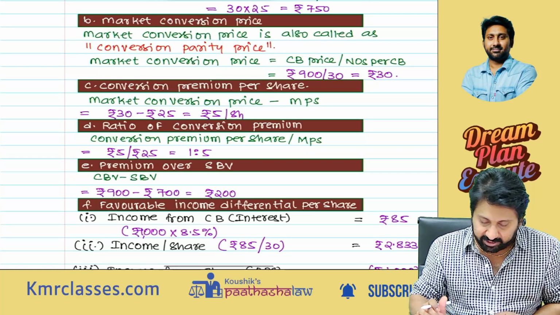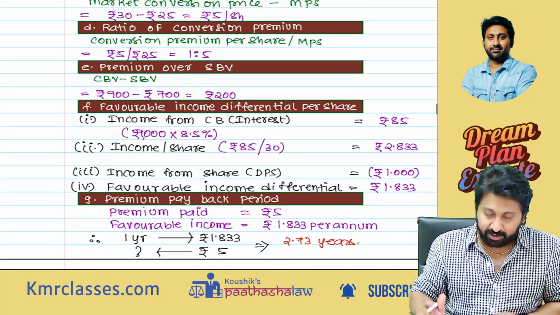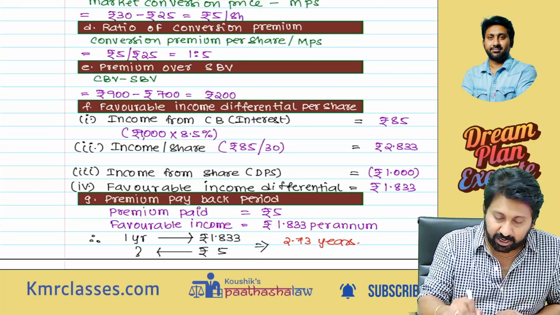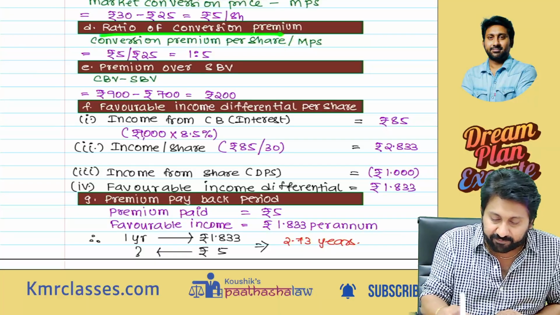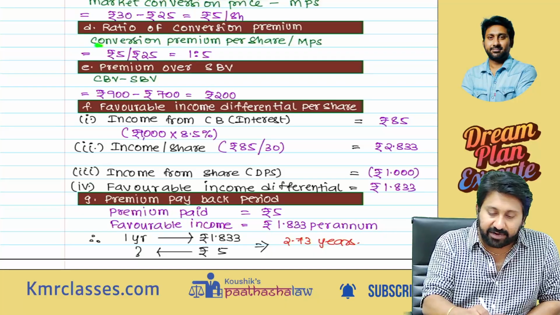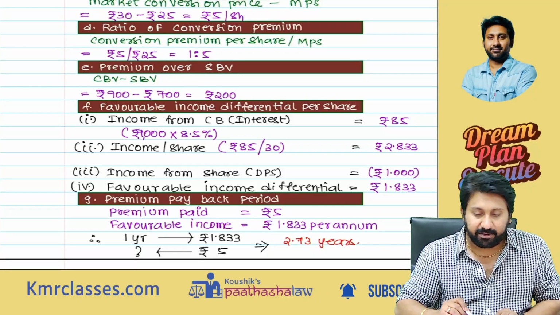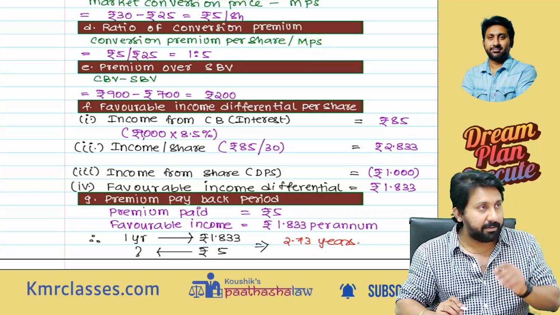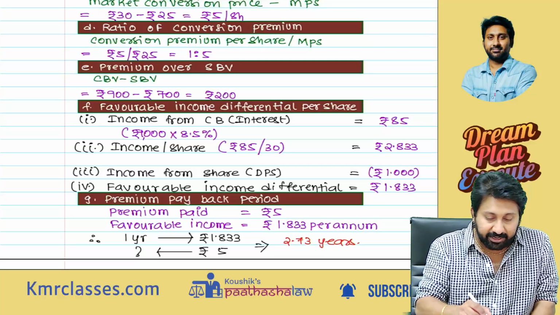Remaining, any new thing now, I will explain. Ratio of conversion premium: it is conversion premium per share, conversion premium per share divided by MPS. Remember the formula. Next, favorable income differential.